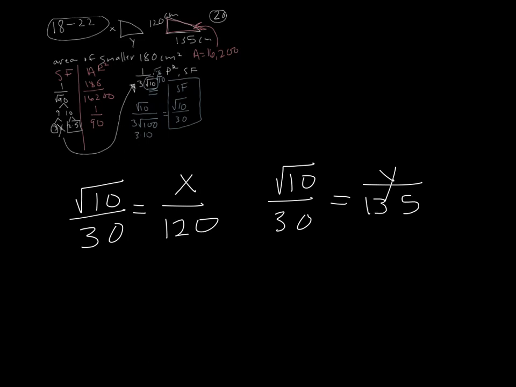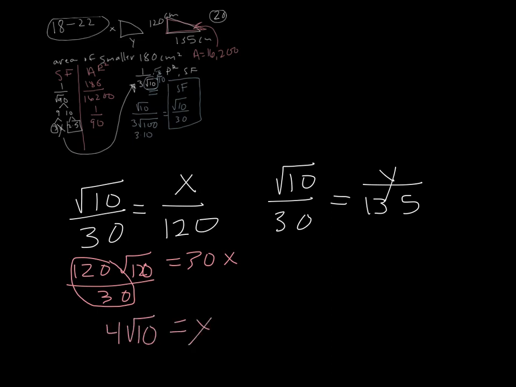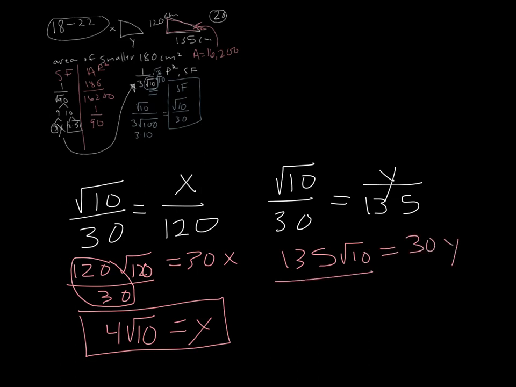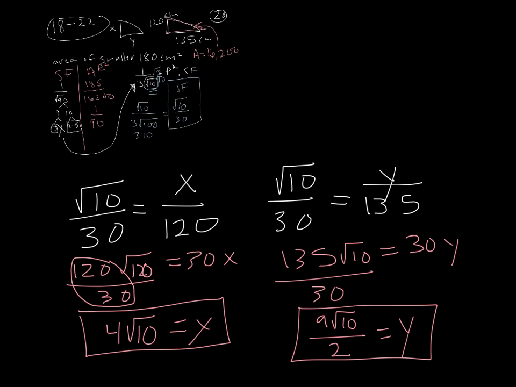So if I cross multiply, I would get, for this first one, 120 square root 10 is equal to 30x divided by 30. These two can be simplified. So this would be 4 square root 10 is equal to x. That's one answer. And then I have 135 square root 10 is equal to 30y divided by 30. And if I simplify just the 135 over 30, remember you don't simplify with the square root 10 because it's not the same, it would be 9 over 2. 9 square root 10 over 2 would be equal to y. So those would be my two answers. Again, your two answers could be different.